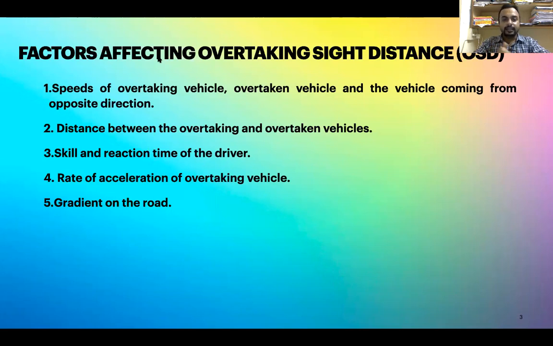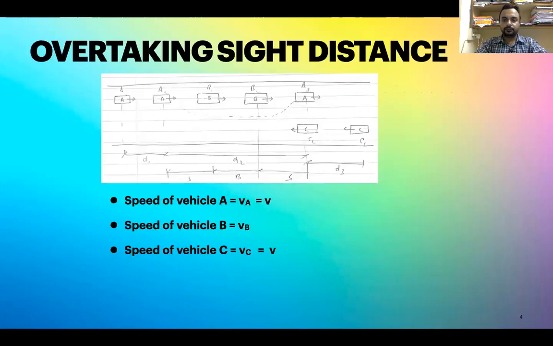Okay, then the rate of acceleration of the overtaking vehicle. I have already said that the overtaking vehicle will first slow down to the speed of the slow moving vehicle, so then it will again accelerate. So when it accelerates, what will be the rate of acceleration? It is generally 0.9 or 1 meter per second square. Next important factor is the gradient of the road. The overtaking sight distance required for a steep gradient will be different compared to that required for a plain gradient road. Next, in this sketch, we can very nicely view the phenomenon of the overtaking sight distance.